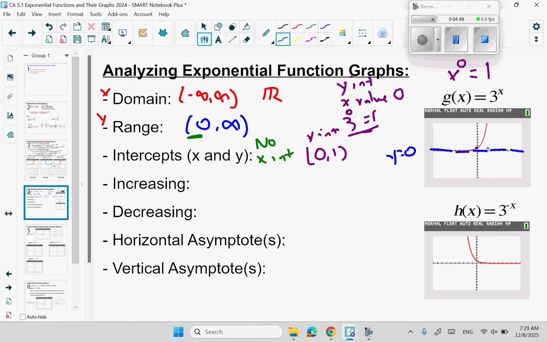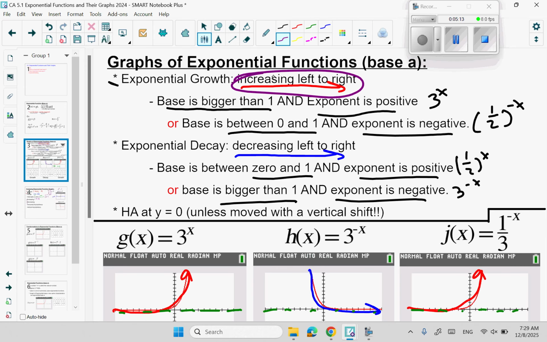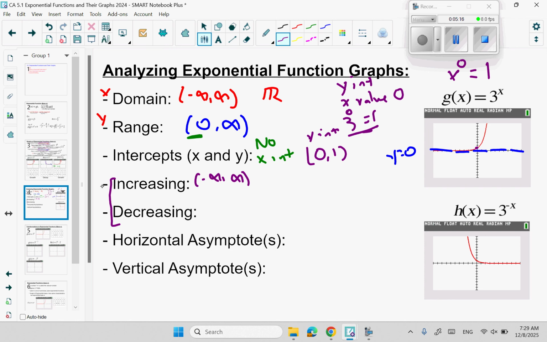We can see that this is a growth function for a couple of reasons. One, I can see the graph. Also, I have a base number bigger than 1 and a positive exponent. So I know I am always increasing. So my increasing would be from negative infinity to positive infinity. Remember that when we talk about increasing and decreasing, as I said earlier, we're talking about left and right. Well, what values run left and right? Those are our x values. So I frame those in terms of x values. If I'm always increasing, I am never decreasing there.